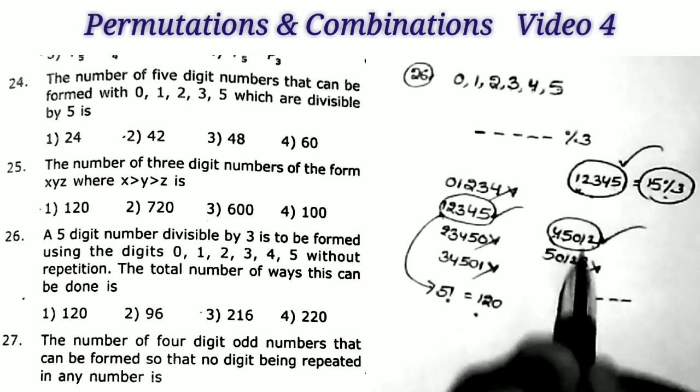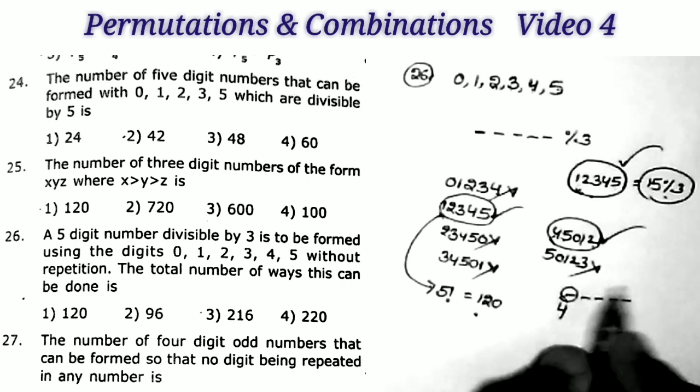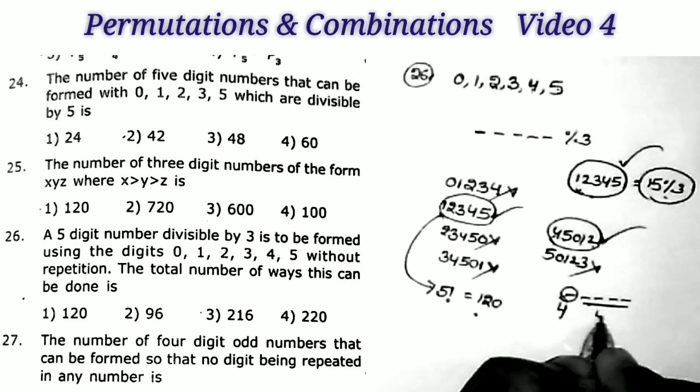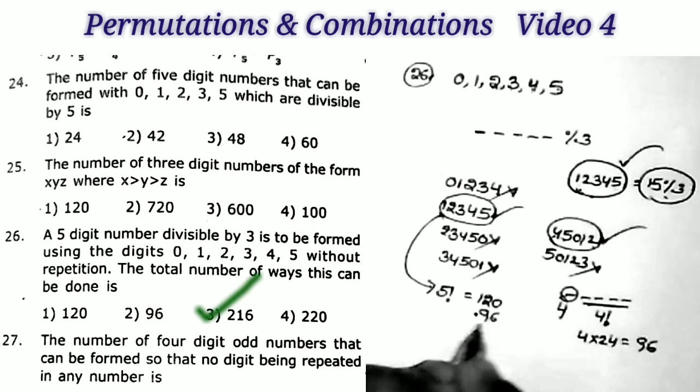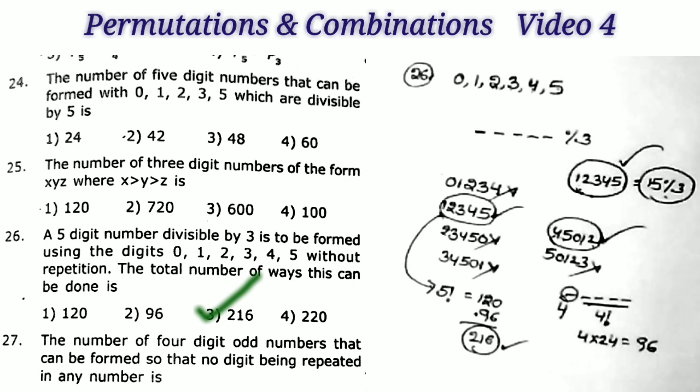Okay, that is we can fill the first gap in 4 ways and the remaining 4 gaps in 4 factorial ways. That is, the second answer is 4 into 24, that is 96. Therefore, the total answer is equals to 216. Adding these two numbers, therefore answer is equal to 216 and that is the third option.